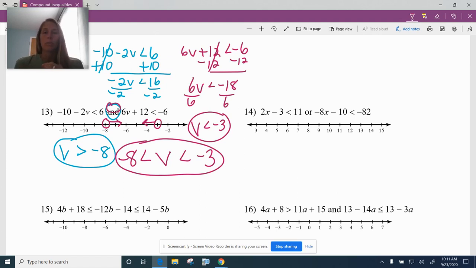They always 100% of the time have to face the same direction in an and problem. And if you set it up with your smaller number on the left, the bigger number on the right, they'll always go in the L direction. So you'll know.